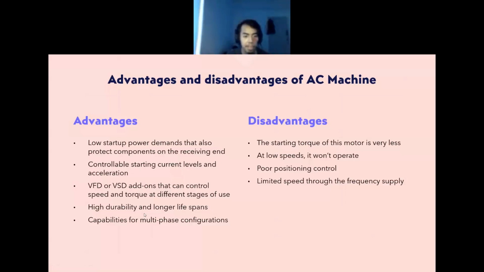capabilities for multi-phase configuration. The disadvantages: first, the starting torque of this motor is very less. Second, at low speed, it won't operate. Third, poor positioning control. Lastly, limited speed through the frequency supply.